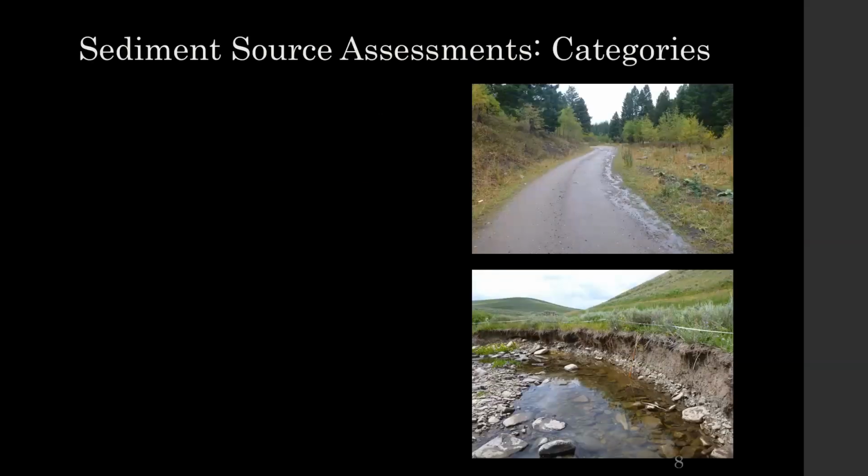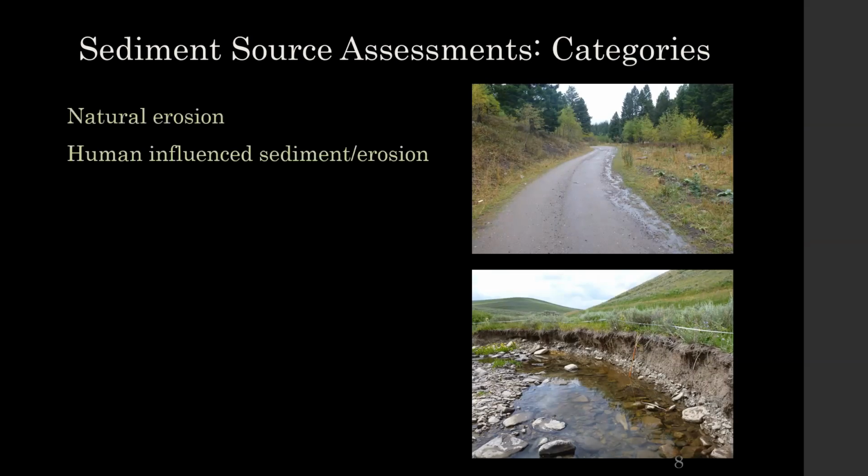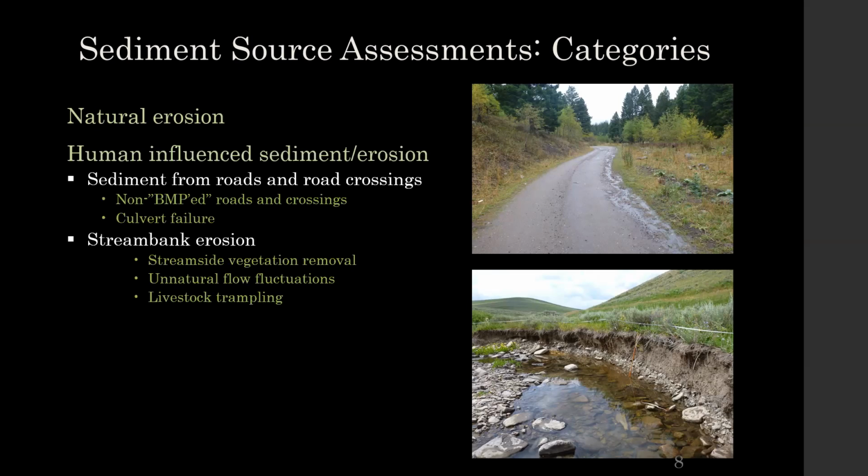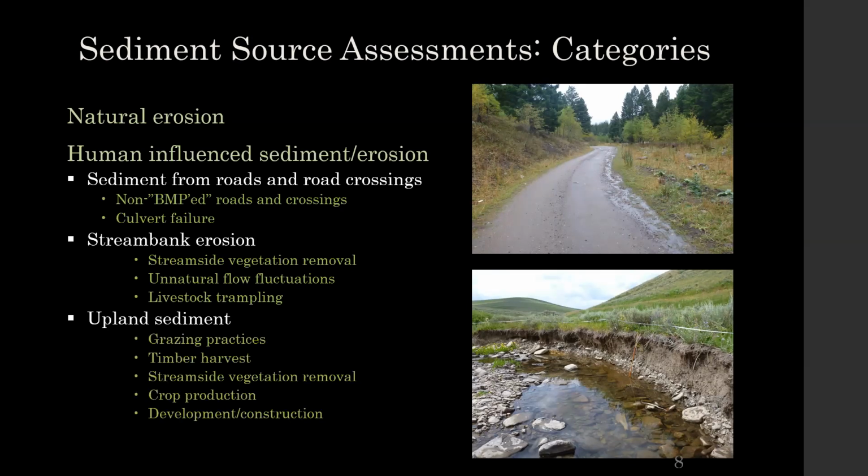So the sources of sediment that we evaluated basically include natural erosion, but what we're interested in a lot in developing these TMDLs is the amount of sediment from roads and road crossings. Also stream bank erosion, mostly due to lack of vegetation in the riparian zone. And then upland sediment sources from different grazing practices, timber, and crops.